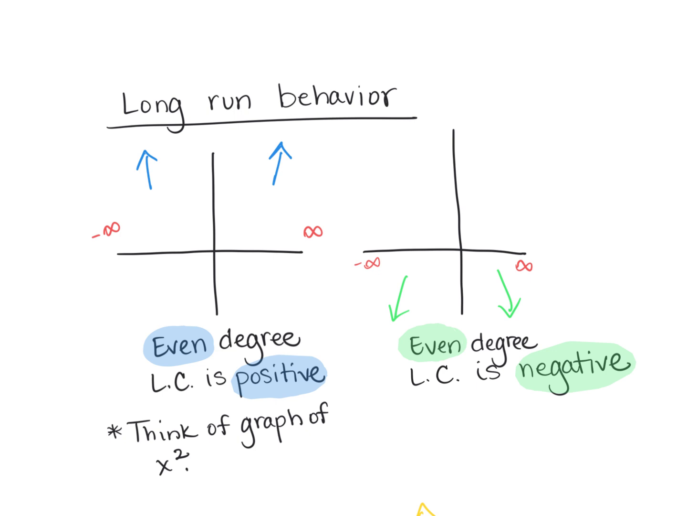All right, so the biggest thing with these is that if it's even, they're going to go in the same direction. Okay, so if it's positive, then they're both going to go up. If it's negative, they're both going to go down. So you can think of negative x squared. So that reflects it over the x-axis. So in that case, they would both go down.